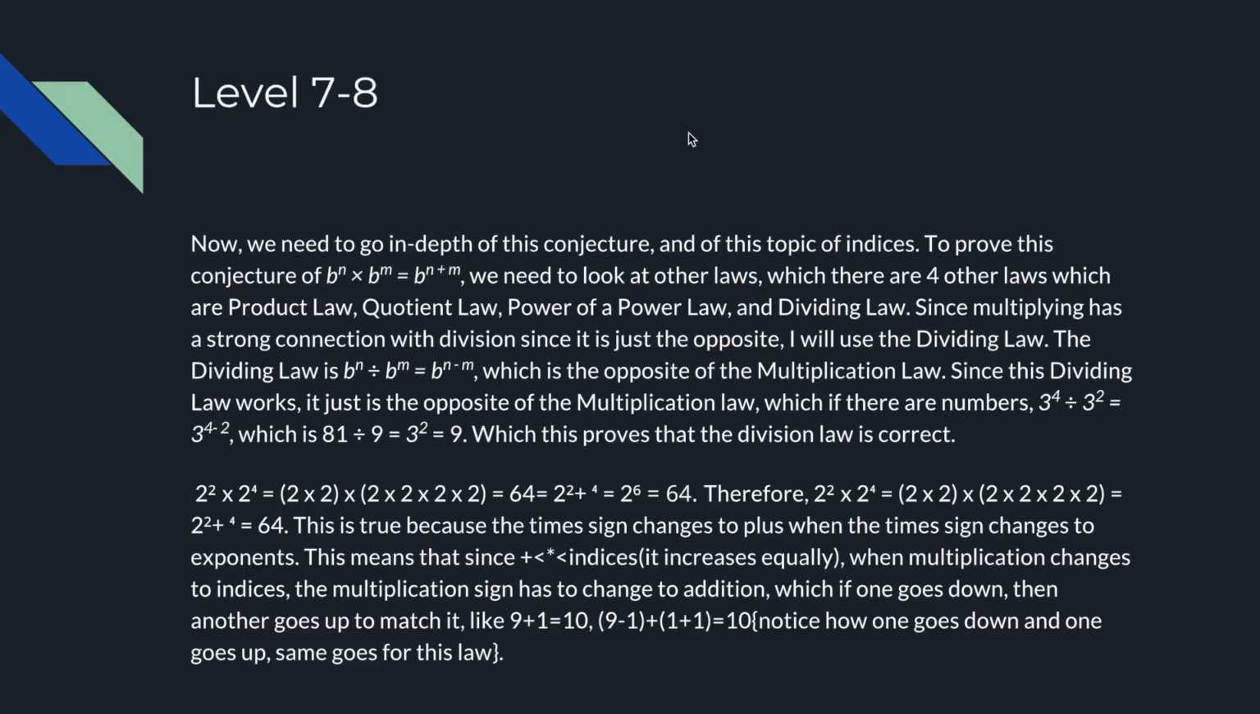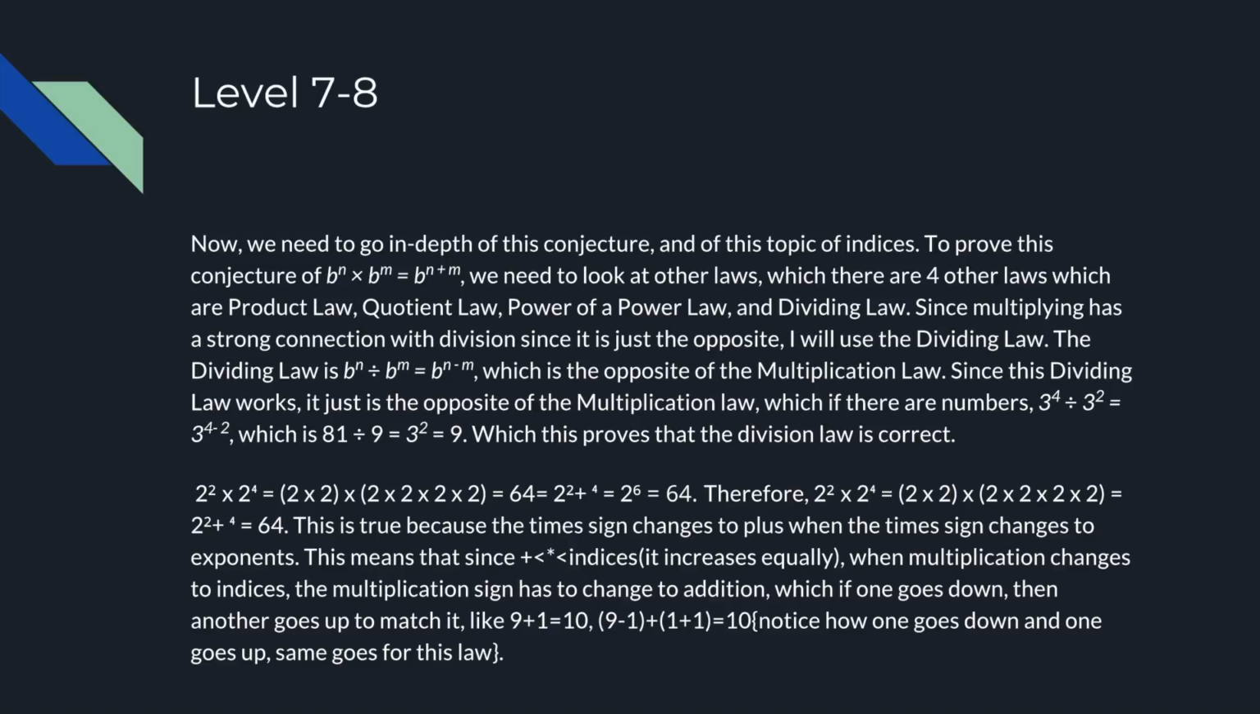So to prove this law, once again, 2 to the power of 2 multiplied by 2 to the power of 4 equals 2 times 2 times 2 times 2 times 2 times 2 equals 64, which equals 2 to the power of 2 plus 4, which is 2 to the power of 6, which is also 64. So 2 to the power of 2 times 2 to the power of 4 equals 2 times 2 times 2 times 2 times 2 times 2 equals 2 to the power of 2 plus 4 equals 64. So these both equal 64.